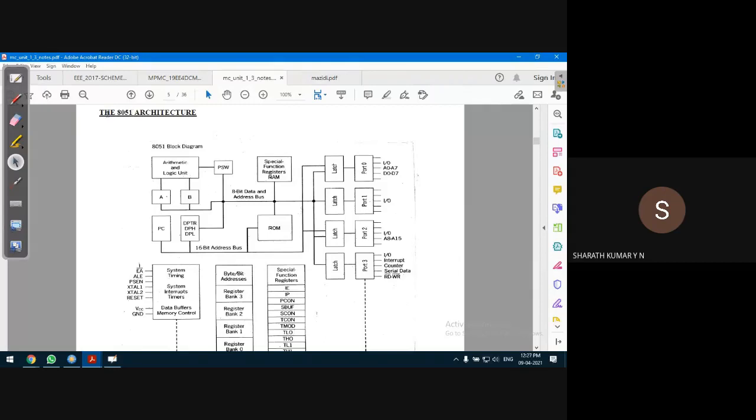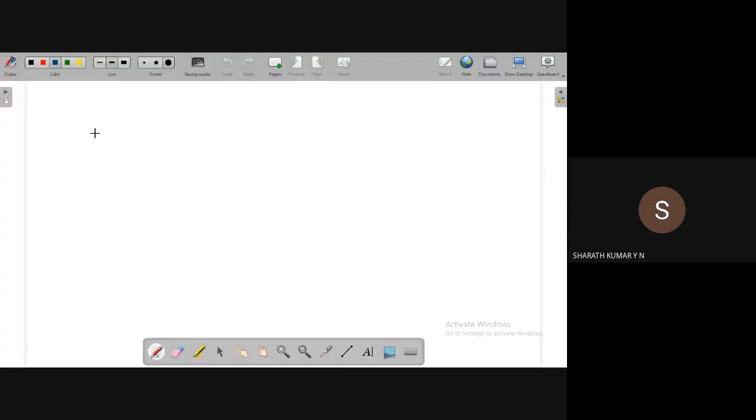8051 microcontroller is developed by Intel company. Basically, it's an 8-bit controller. What is an 8-bit controller? Let us understand it like this.